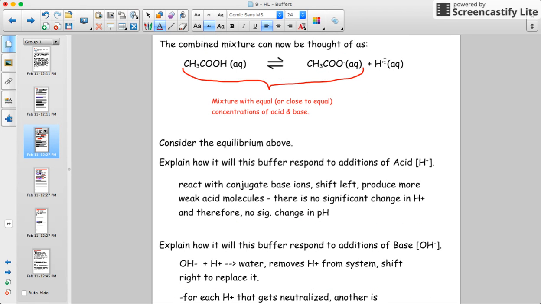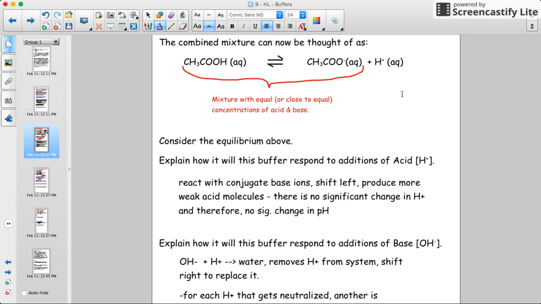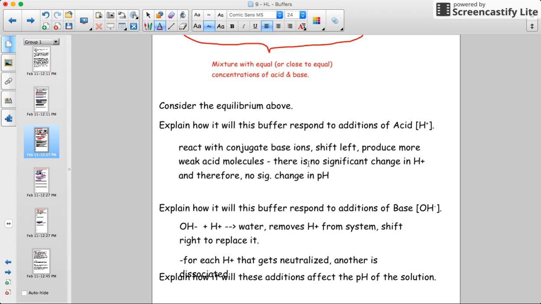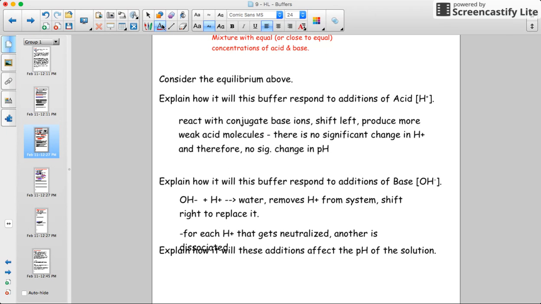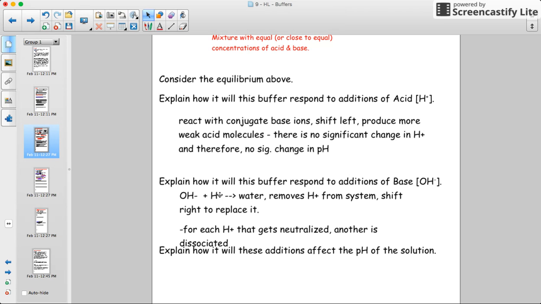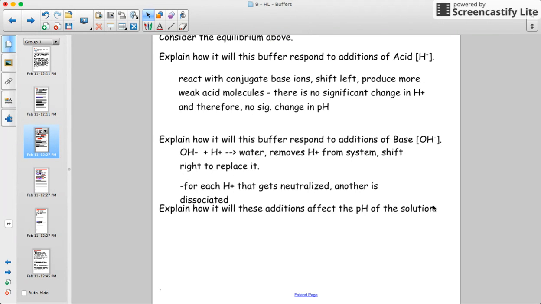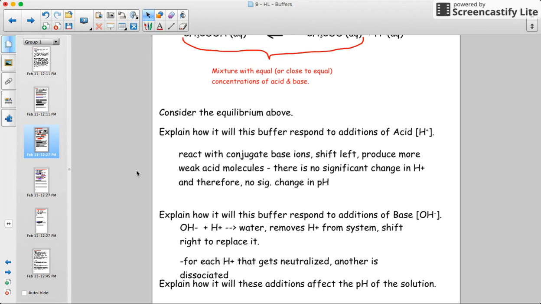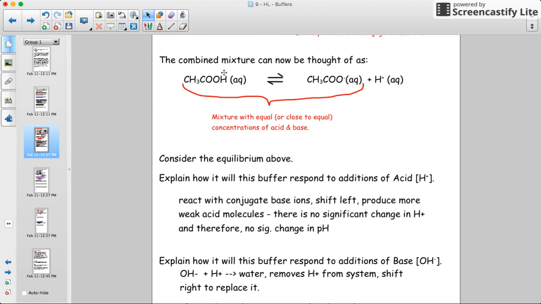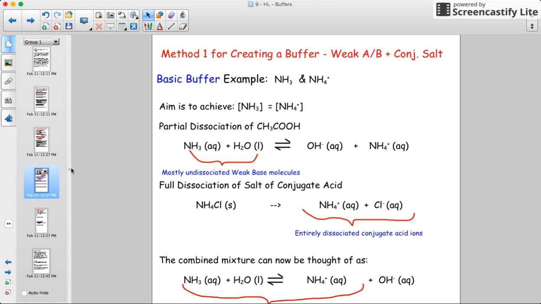For every OH that gets added, an H plus will get used up, but you have weak acid molecules here that can resupply more H plus. So again, for a small amount of OH minus that you're adding, you're not really going to change the pH of the solution because the H plus amounts are staying the same. So that's how a buffer works. If it can have both an acid and a base in the solution in equal amounts, then it can neutralize equal amounts of acid and base.